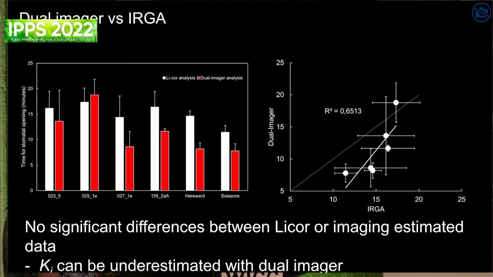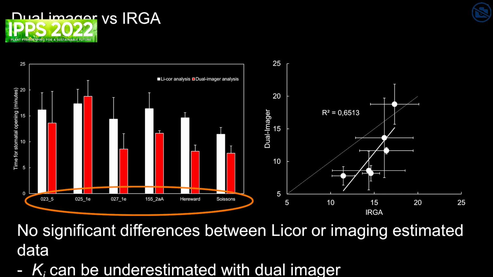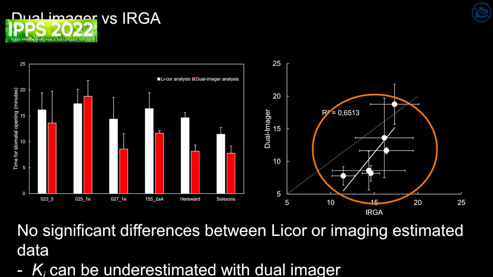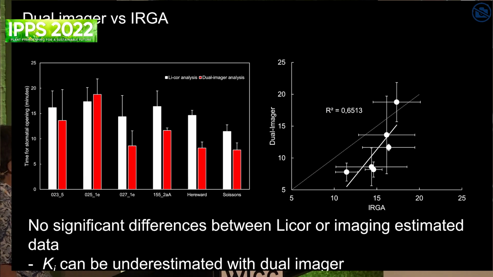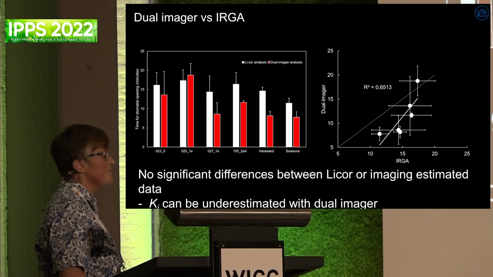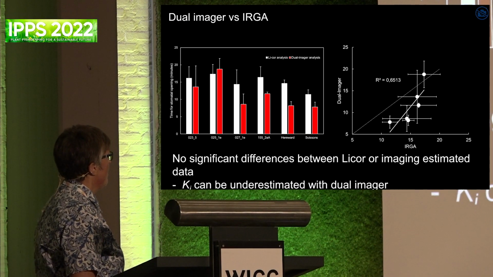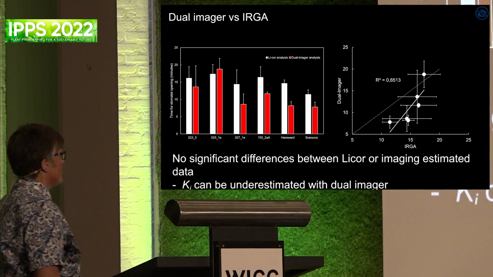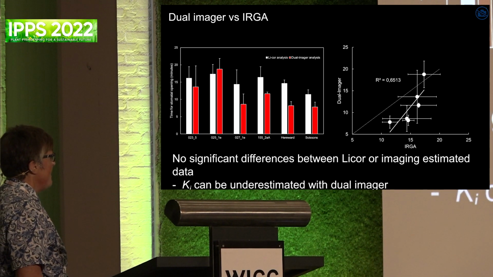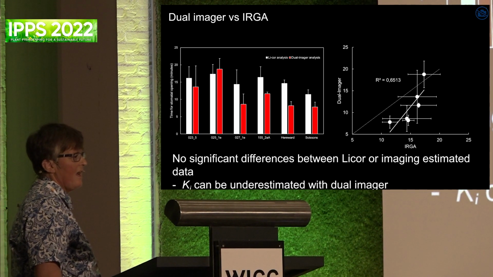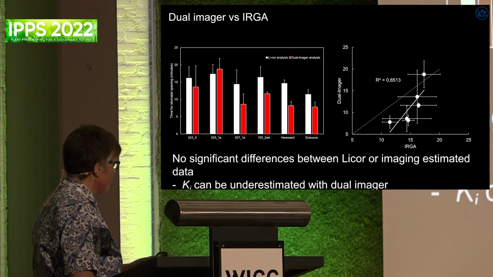And so you can see here we've got a couple of the founder parents and then some of the progeny, and we've got a variation in Ki from both the IRGA and the dual imager, and we've got quite a close relationship between the two of them. So there were no significant differences between Ki, or our speed of response, in the images or with the actual LI-COR measurements that we used. If anything, we actually underestimate Ki in the dual imager.